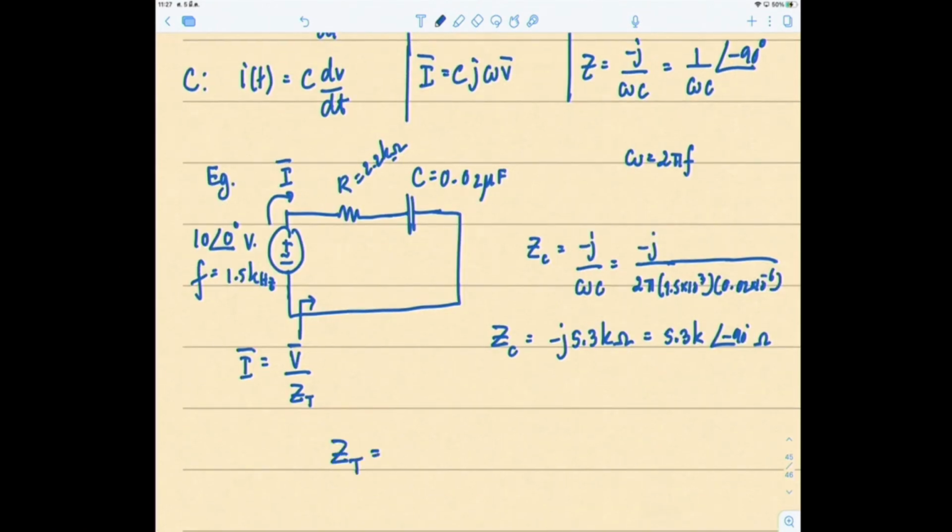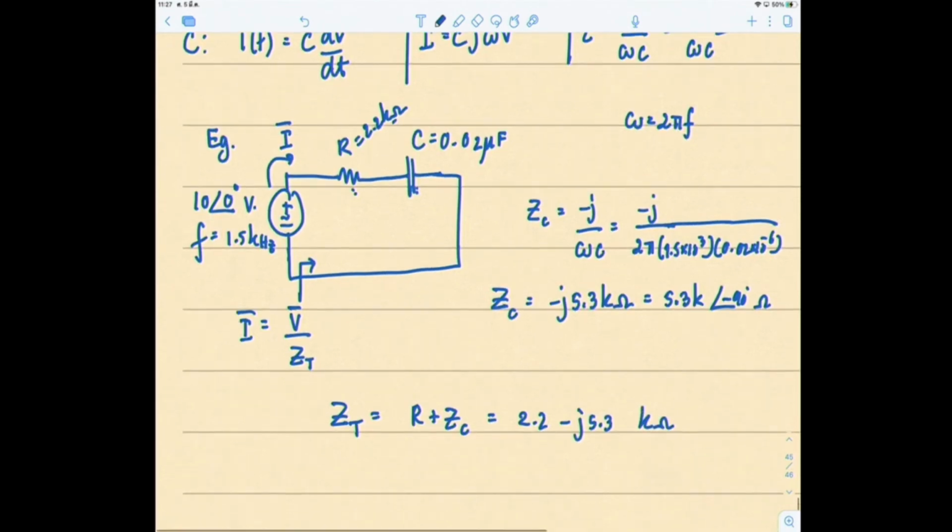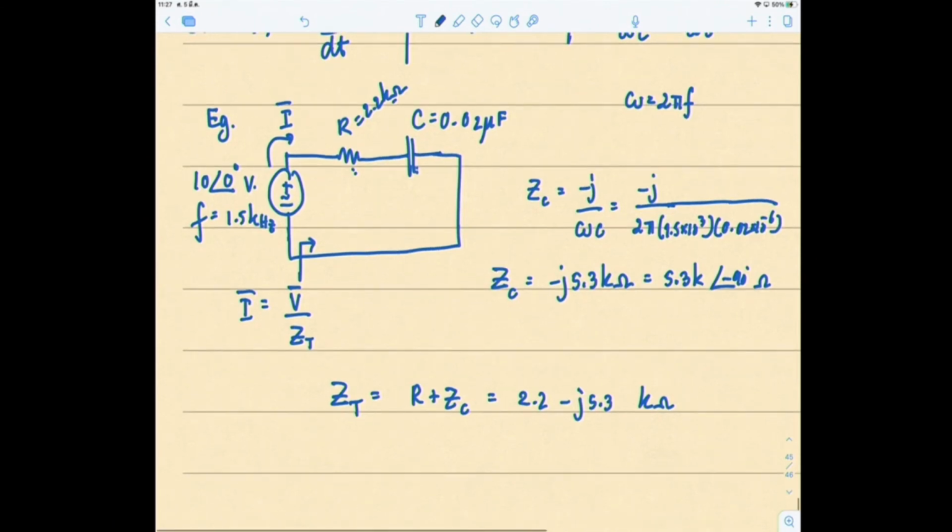The two elements are connected in series, so the total impedance is simply R plus ZC. So you would get 2.2 minus j 5.3 k ohms. This is your Z total. Well, we have to do divisions. Let's say you don't know how to use your calculator directly to do the math with complex numbers.